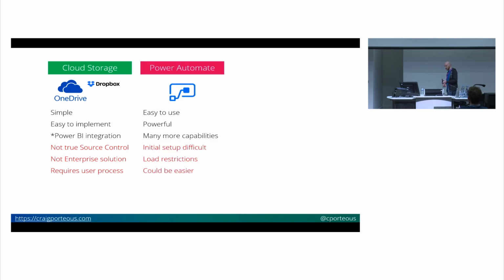You've then got Power Automate in the middle. It's easy to use. It is still quite powerful. It's relevant to the business. You can tie in different processes, but the initial setup is difficult. You might need some sort of buy-in from the business to do it. You've got some load restrictions, and you have some financial considerations as well with your premium connectors.